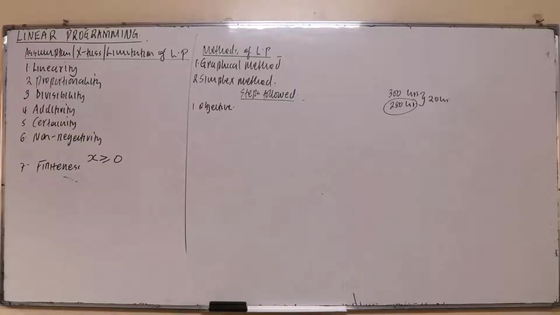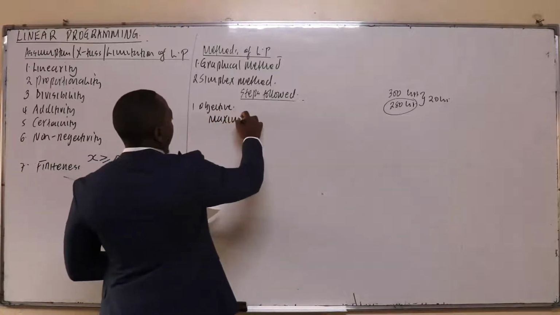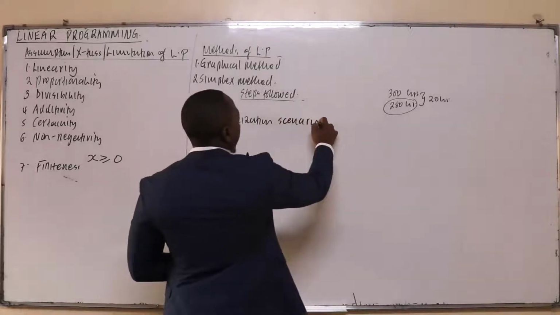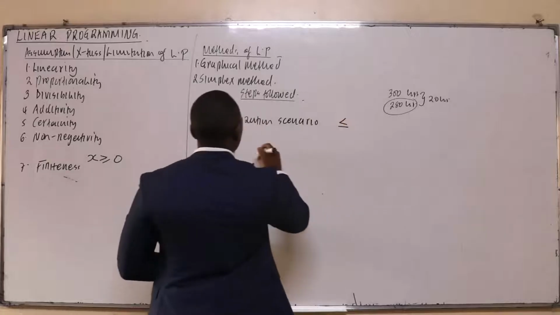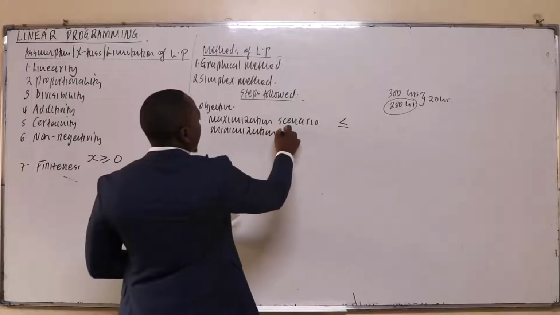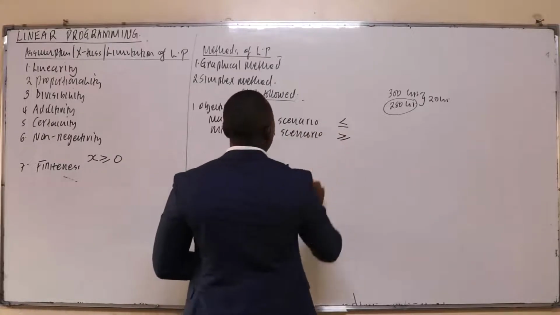Full stop. The following inequalities are used. In a maximization scenario, you use less than or equal to. In a minimization scenario, we use greater than or equal to.